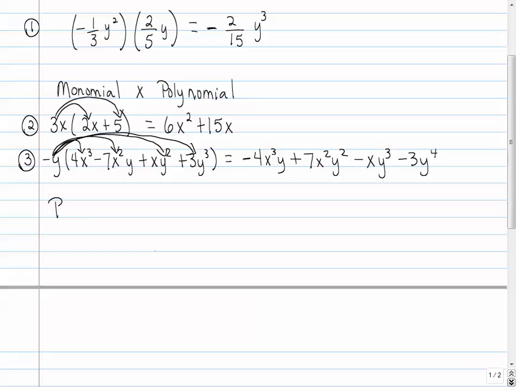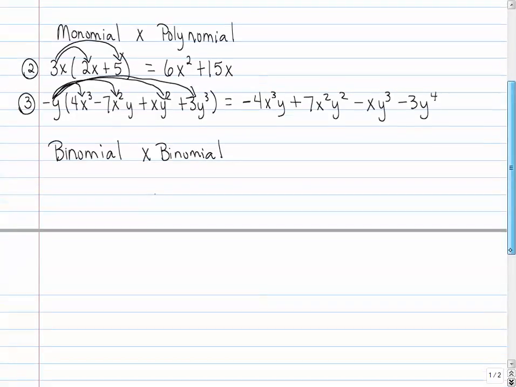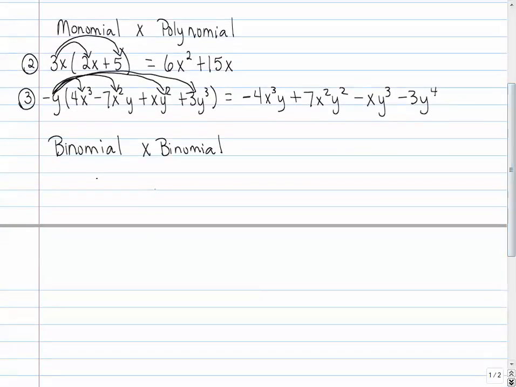All right, next we're going to do a binomial times a binomial. So 2 terms times 2 terms. Now when you do a binomial times a binomial, the easiest way to do it is to use the FOIL method, F-O-I-L, where the F stands for first terms, the O stands for outer terms, the I stands for inner terms, and the L stands for last terms.